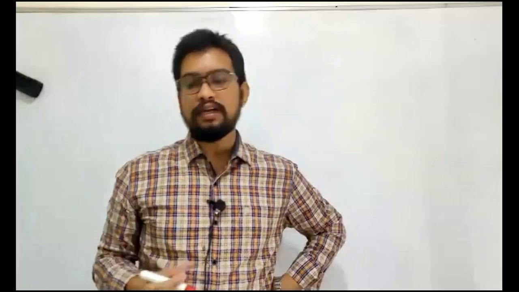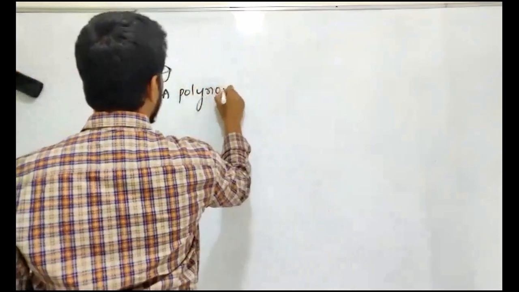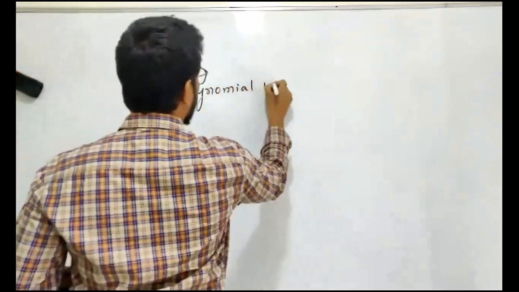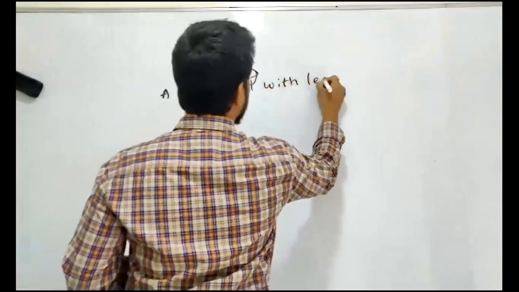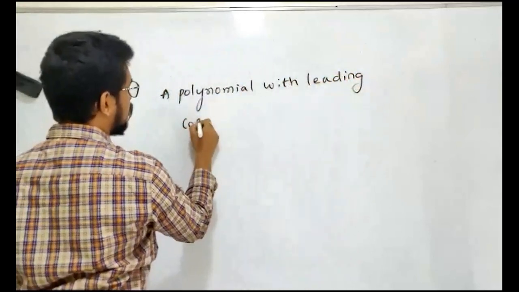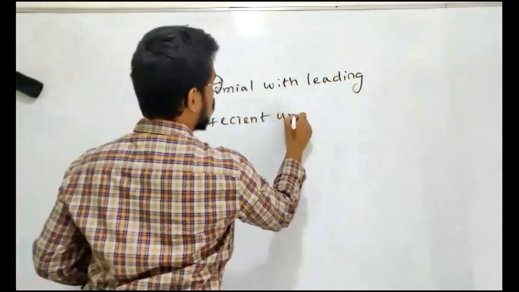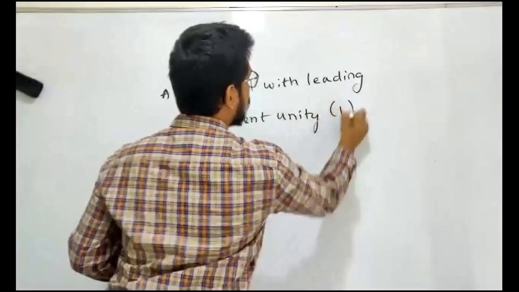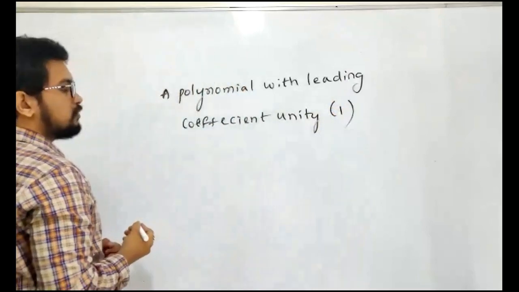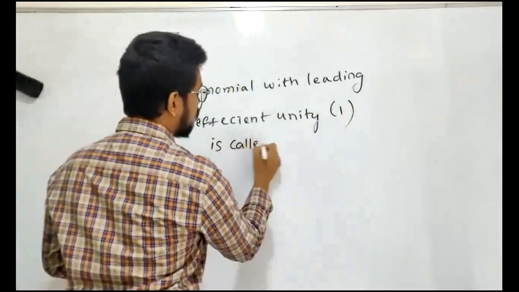Leading coefficient unity. A polynomial with leading coefficient unity. This unity means 1. A polynomial with leading coefficient unity, that is 1, is called a monic polynomial.